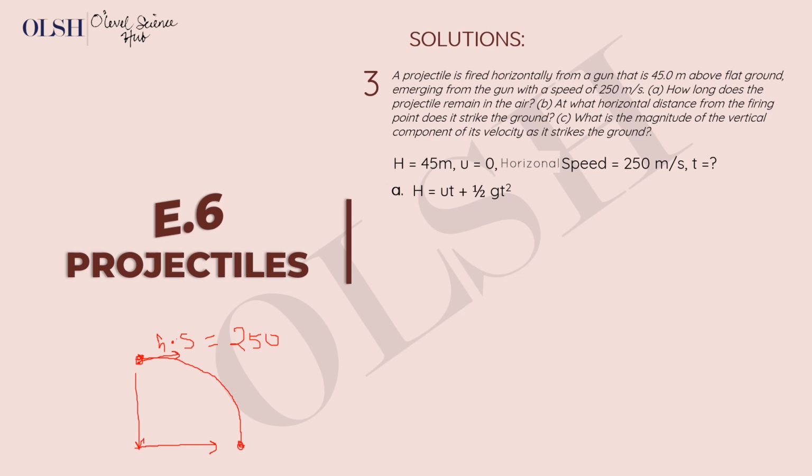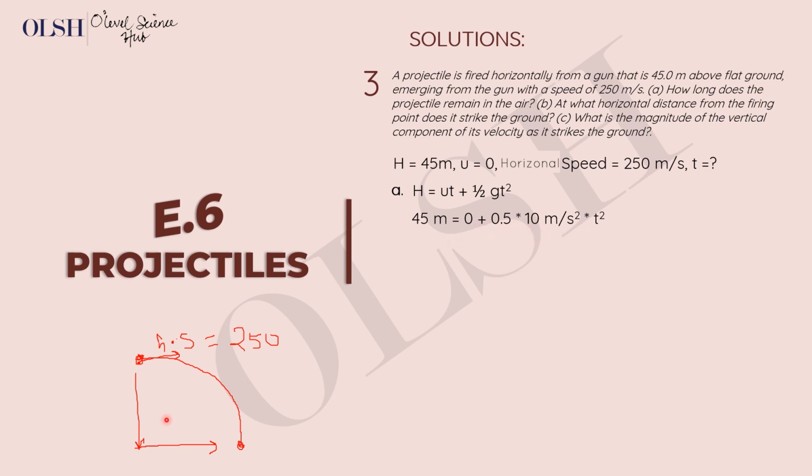So h equal to ut plus half gt squared. All right, so our height is 45 meters. Our initial velocity is 0, so ut here becomes 0. Then we have half, which is 0.5, times gravity, 10 meters per second squared, times time raised to power 2. Okay, so now we can simplify this to get our t.